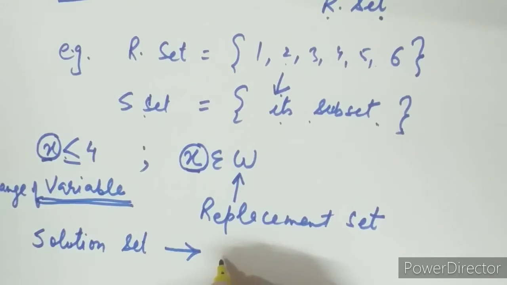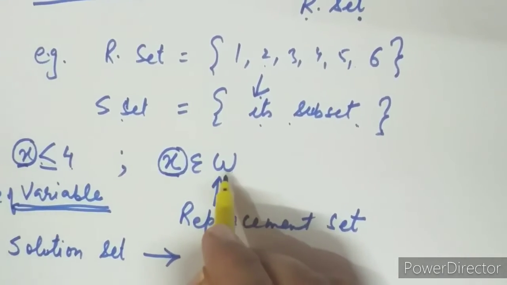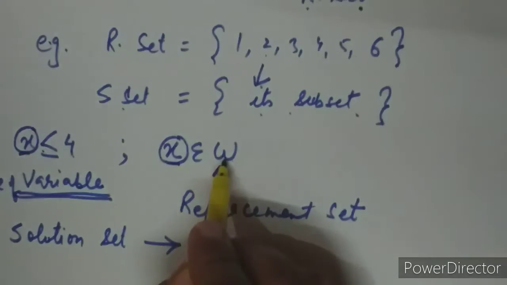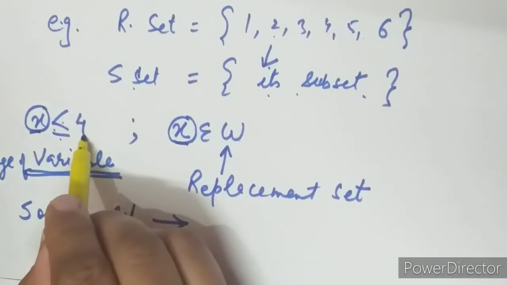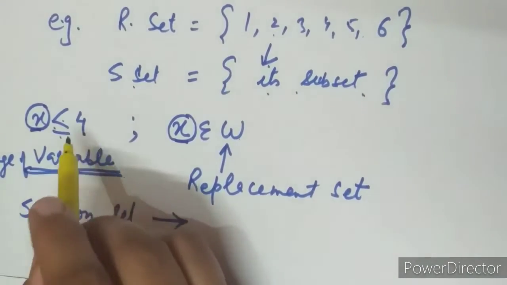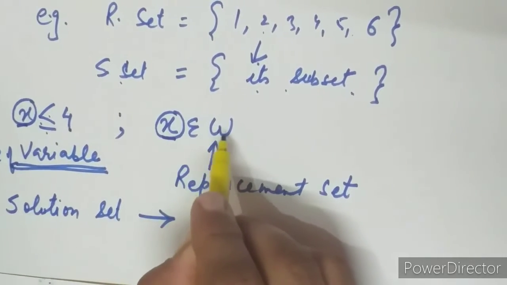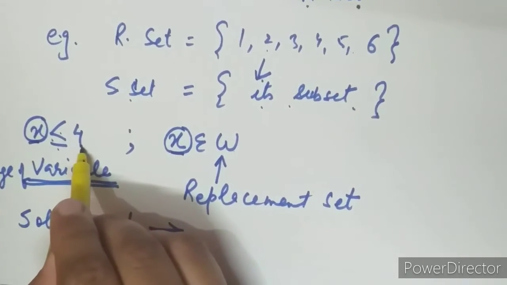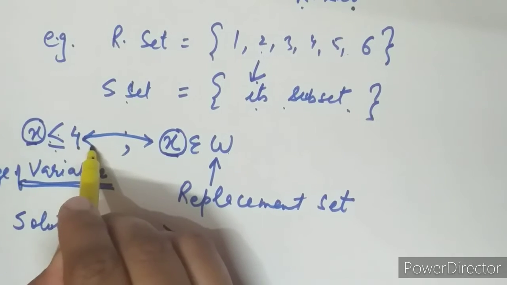What will be the solution set? x is less than or equal to 4 and x belongs to whole numbers. It simply means that we have to select those whole numbers whose value is less than or equal to 4. Again see, we have to select those values for x which are whole numbers as well as less than or equal to 4. Simultaneously our x should satisfy both the conditions.